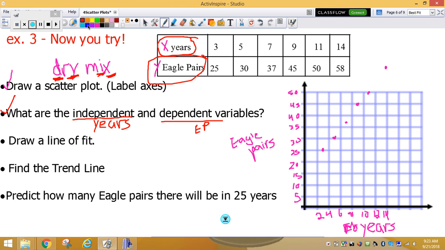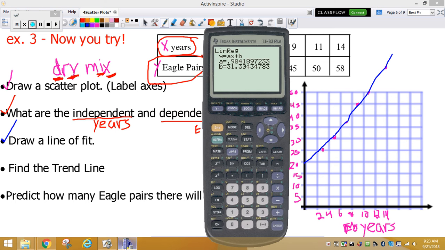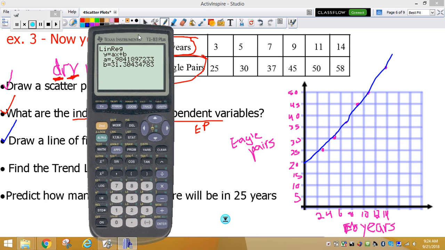Draw a line of fit. Okay, remember a line of fit is just a line that's kind of going to go through the middle of your dots. Find the trend line. That means the equation. That's what it's asking us. So let's go back to our calculator.